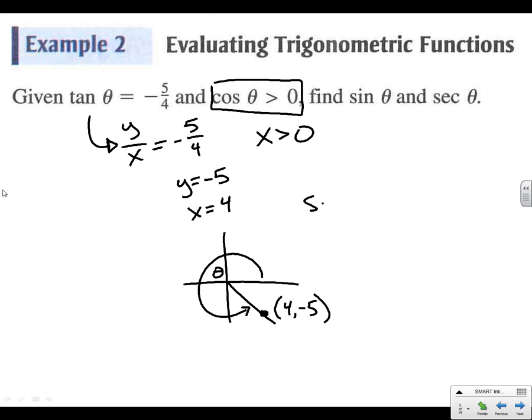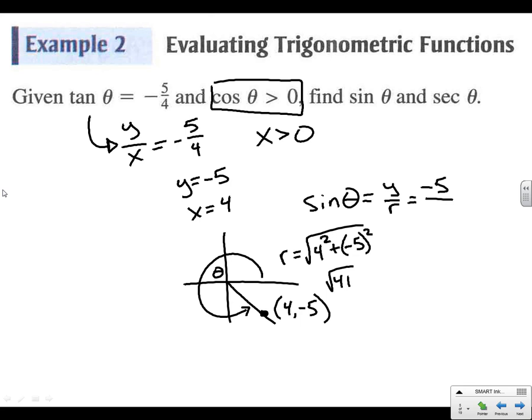Sine of theta is y over r, which is negative 5 over, don't know r, so let's do the Pythagorean theorem, 16 and 25, which is 41. So negative 5 over root 41. Let's rationalize that denominator, and we'll get negative 5 root 41 over 41. That's our sine.